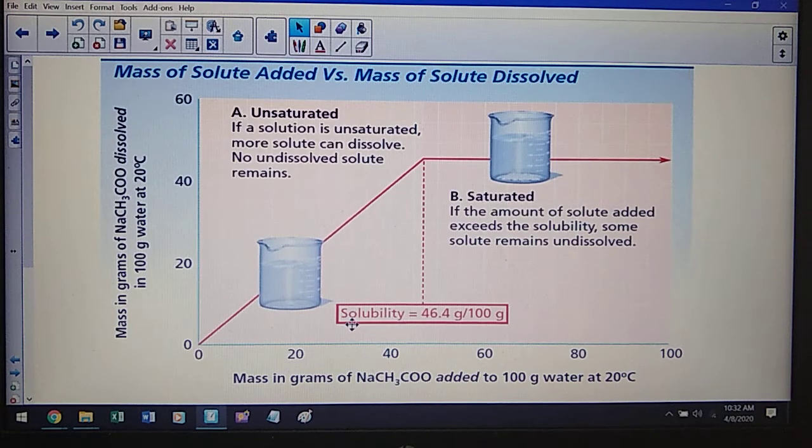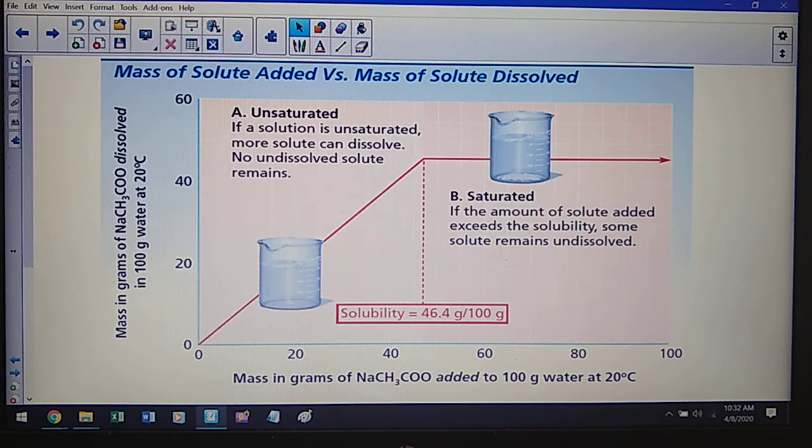So here I've got a graph. This is a typical kind of thing for a solubility graph. And the solubility when it's saturated is 46 grams. So when I dissolve in 10 grams, it's unsaturated. I can always dissolve more. 20 grams, unsaturated, can dissolve more. 30, 40 grams, still unsaturated. I can dissolve up to 46 grams. As soon as I do, though, that's how much remains dissolved. So let's say I dissolve in 46 grams, it's saturated.